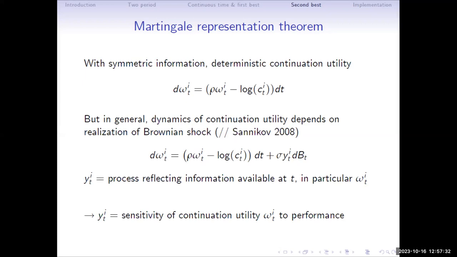But now, with incentive problems, we will no longer be able to provide the agents perfect insurance, just like in the two-period model. So to this deterministic term, when I want to characterize the change in omega, I need to add a term that is a function of the realization of the Brownian. And so for the moment, this equation is a consequence of the Martingale representation theorem. And here, an important element is this Y_it, which is a function of everything we have seen in the past up to time t. The economic interpretation of this is the sensitivity of the agent's continuation utility to the agent's performance.